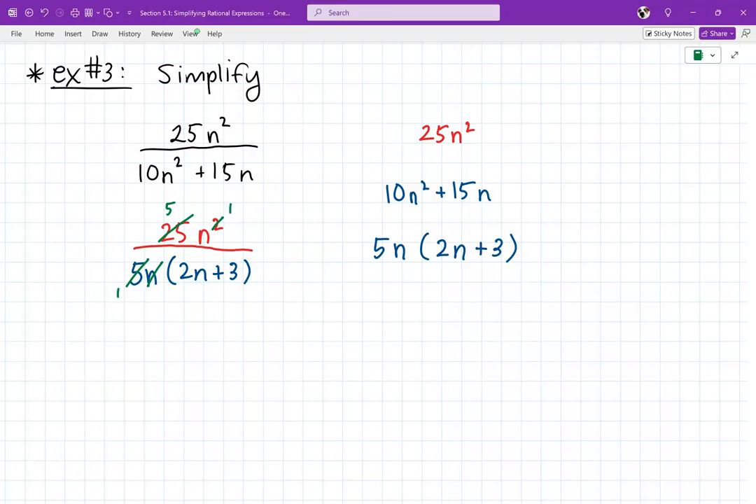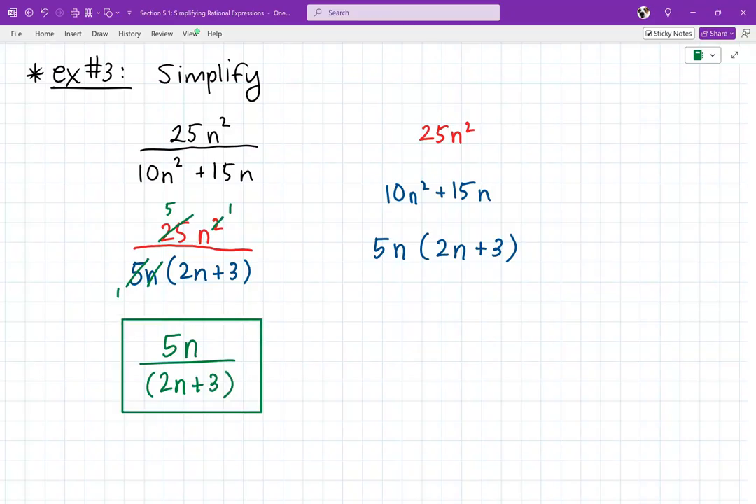So my final answer looks like this. 5n over 2n plus 3. Because the 25 got reduced by the 5. The n squared got reduced by the n. Okay? So the bottom portion, the 5n, basically got wiped out. They became a 1 and a 1. So 1 times 1 is 1. You don't see it. Okay? But the top part, the 25 became a 5. The n squared became an n to the power of 1.